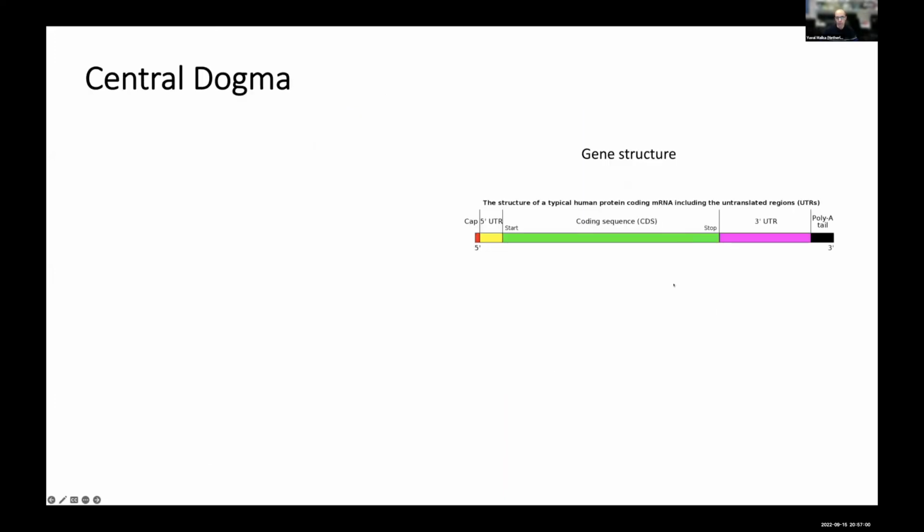So if we go to the central dogma of what a gene in the eukaryotic system looks like, the gene structure is basically built from several elements: the coding sequence, the 3' UTR, 5' UTR, and poly A and cap. While the coding sequence and 3' UTR can be remodeled or changed by alternative polyadenylation and alternative splicing, the cap is considered to be an anchor for the messenger RNA molecule.